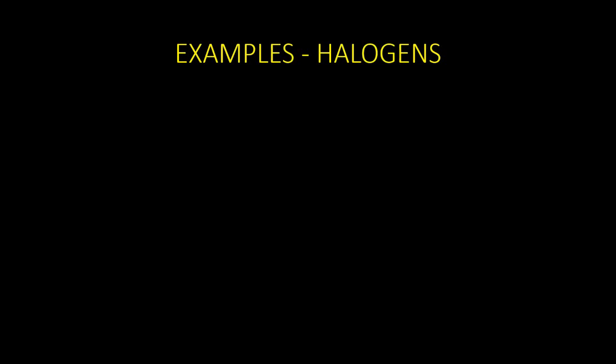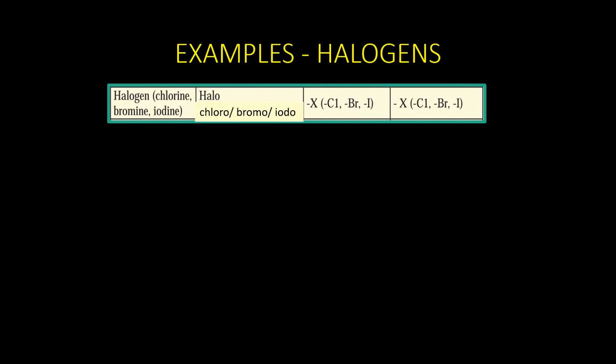Let us see some examples of hydrocarbons with halogens as heteroatoms. As we have learned, halogens may be chlorine, bromine, or iodine. So they will have the name as chloro, bromo, or iodo depending on the halogen present. See the first structure. How many carbon atoms are there? There are two carbon atoms. So if there are two carbon atoms and there is only single bond between them, it becomes ethane. And since there is the presence of one halogen, that is chlorine, the name is chloroethane.